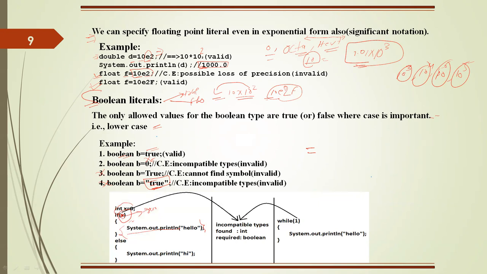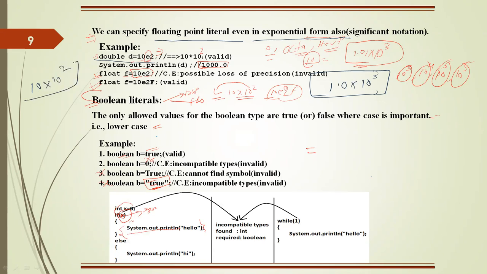Now we can specify floating point literals even in exponential form. In Java, we can specify floating point in the exponential form. Exponential is e to the power, like 10.0 into 10 to the power 3. So here you can see double d equals 10e2, meaning 10 into 10 to the power 2. If you print it, 10 into 100, 1000 you will get. So here is the output.